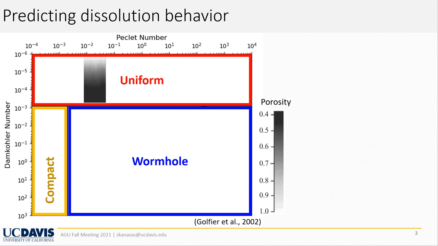At higher Damköhler numbers, we expect to see one of two dissolution patterns: compact, if transport is slow and dominated by diffusion, where the porous medium is completely dissolved where the injection occurs, or wormhole, if transport is fast and dominated by advection, where highly conductive channels are etched through the rock where all the reaction occurs.